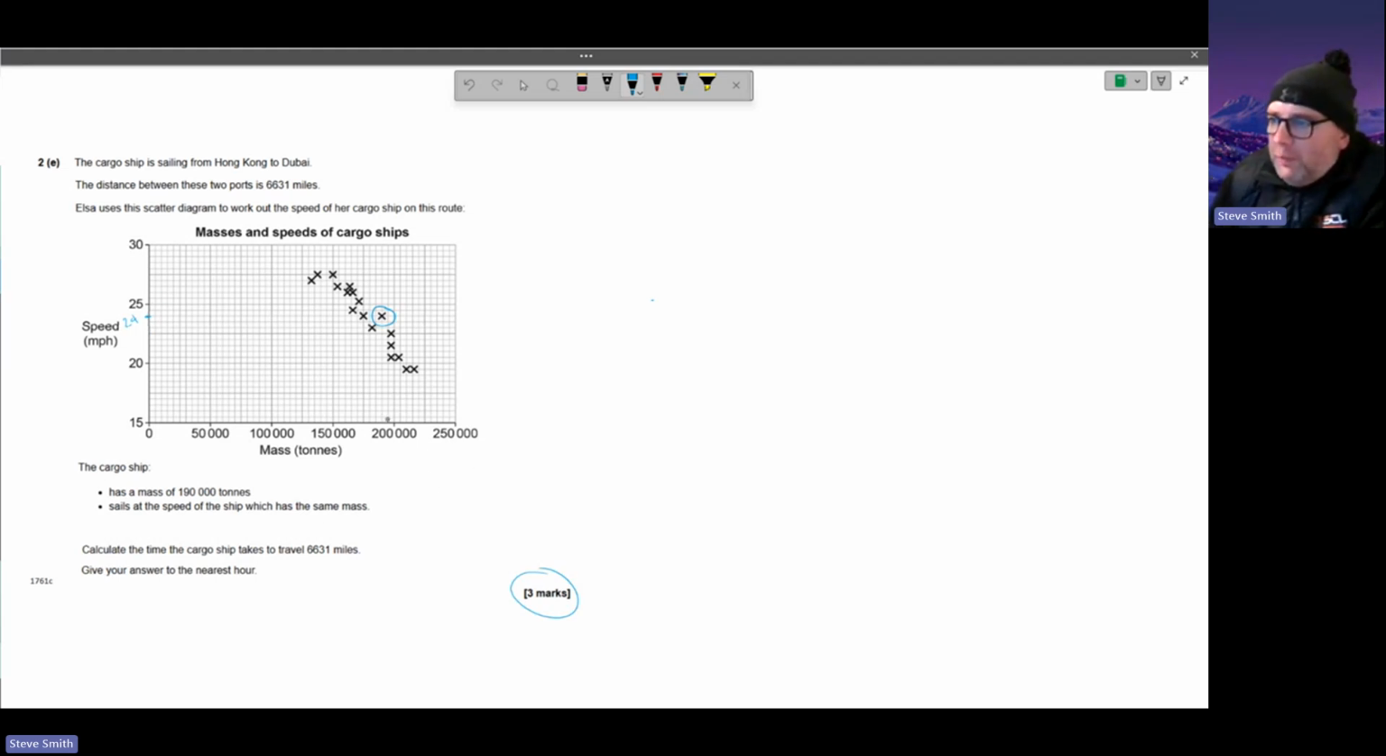So we've gone up at 190, and then we've gone across. And again, excuse my blurry lines, but we've gone up. So the best way, it's not asked for a line of best fit. It's stated that it's going at the same speed as the other ship at the same weight. So it's going 24 miles per hour. It's got to go 6,631 miles.